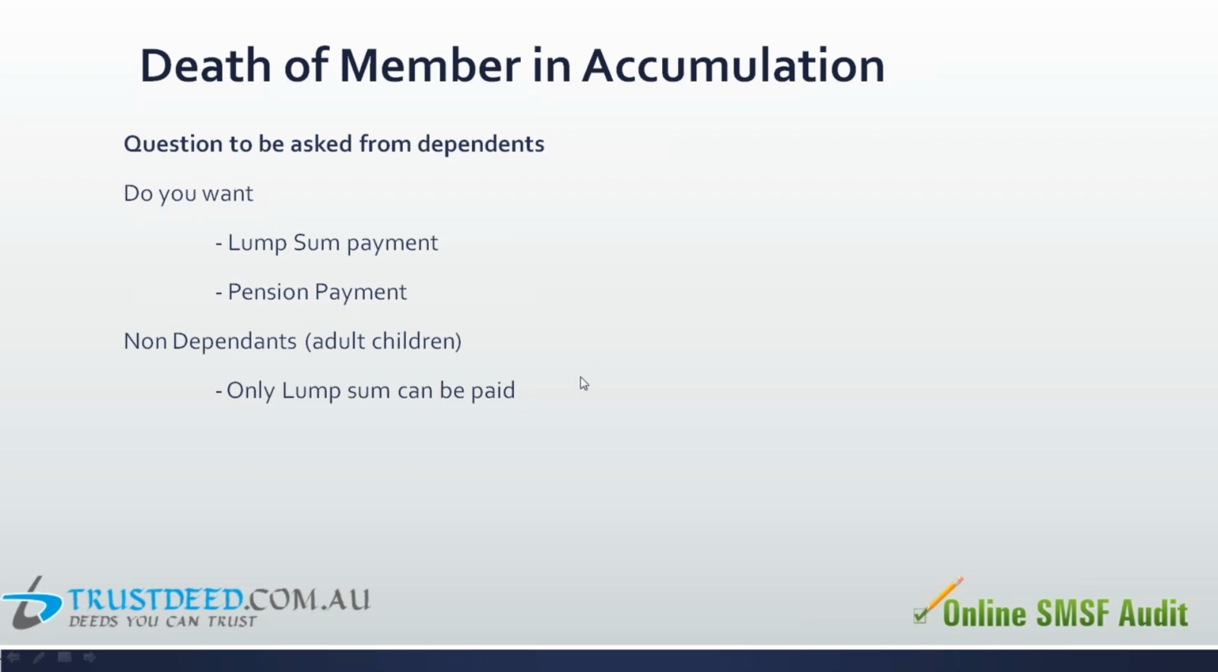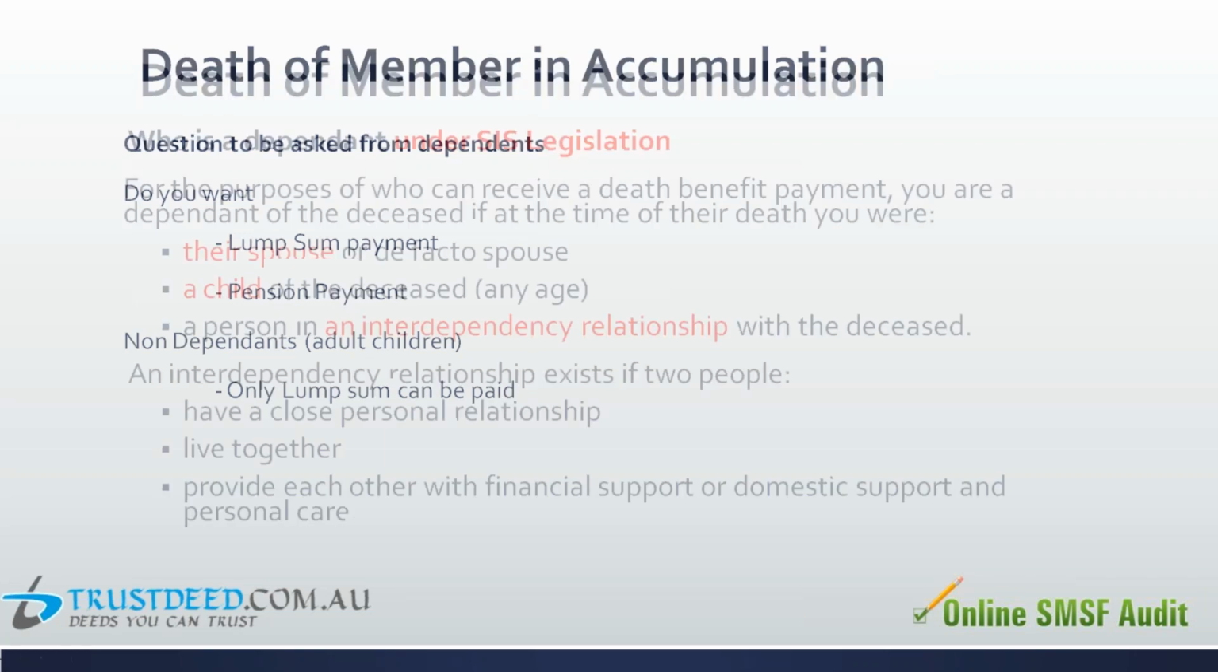But non-dependents, you must understand, adult children can only be paid a lump sum. They cannot be paid a pension. So at the age of 25, a child must be paid a lump sum if he's receiving a pension.